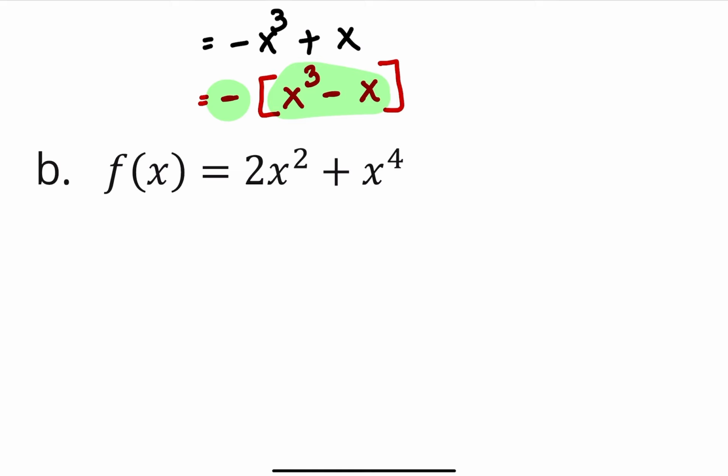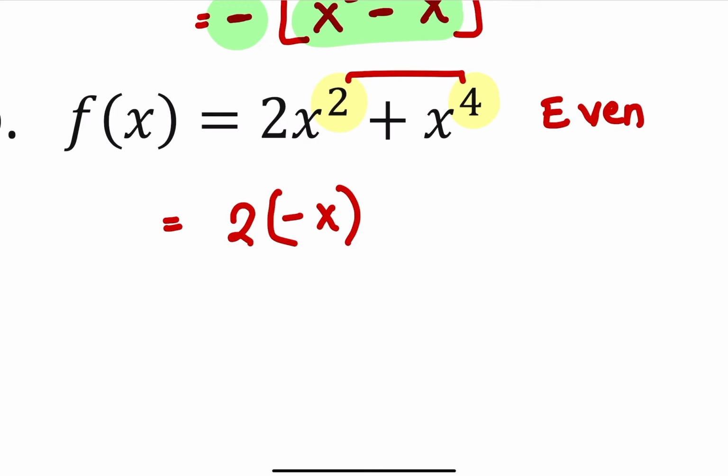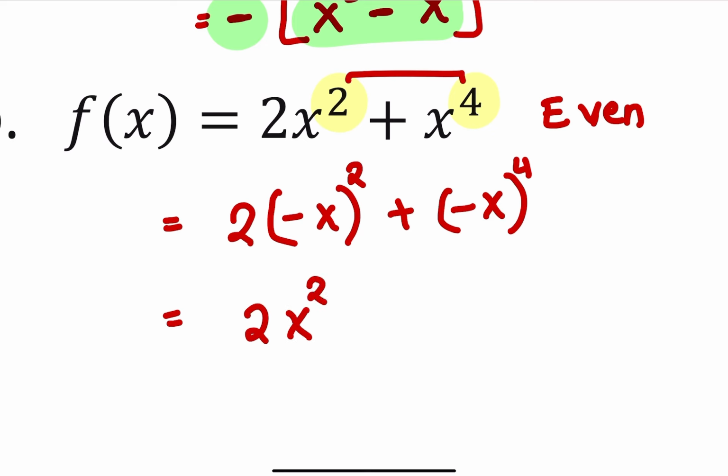F of x is equal to 2x squared plus x power 4. Again, quick trick is to look at the powers. X squared, the power is 2, the power is 4. Both the powers are even, so the function is going to be even. Let's go ahead and work it out. Remember, I'm replacing my x with negative x. What happens? Negative x squared doesn't matter, becomes positive. Negative x power 4 is again x power 4.